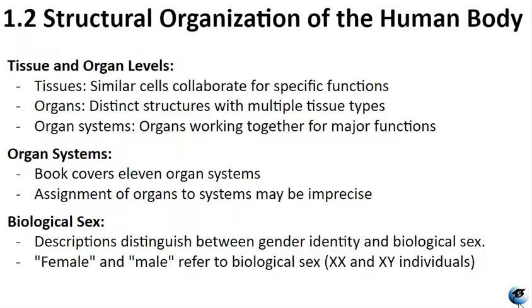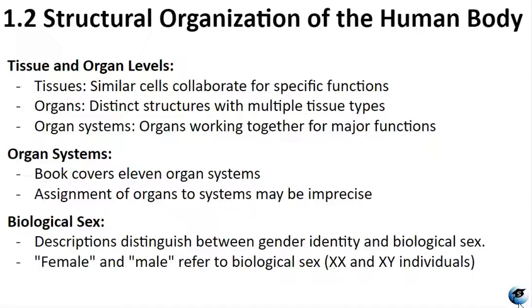Tissues are groups of similar cells working together for a specific function. Organs are anatomically distinct structures with 2 or more tissue types, each performing specific physiological functions. Organ systems consist of organs collaborating to fulfill a specific function or a physiological need. The book covers 11 organ systems in the human body, acknowledging the imprecision in assigning organs to systems, as many organs contribute to more than one system.